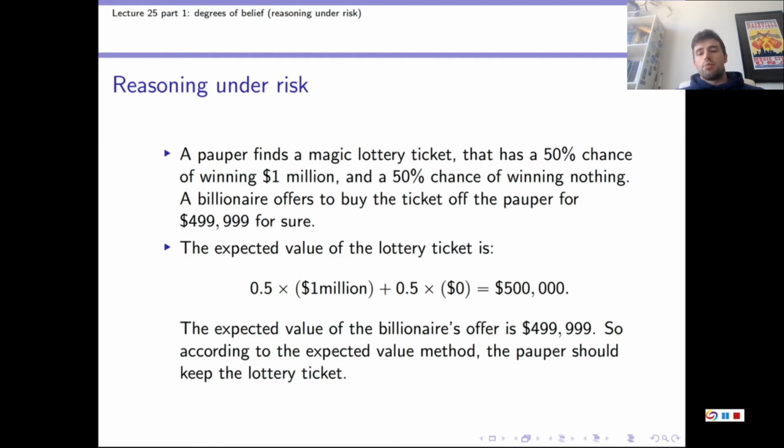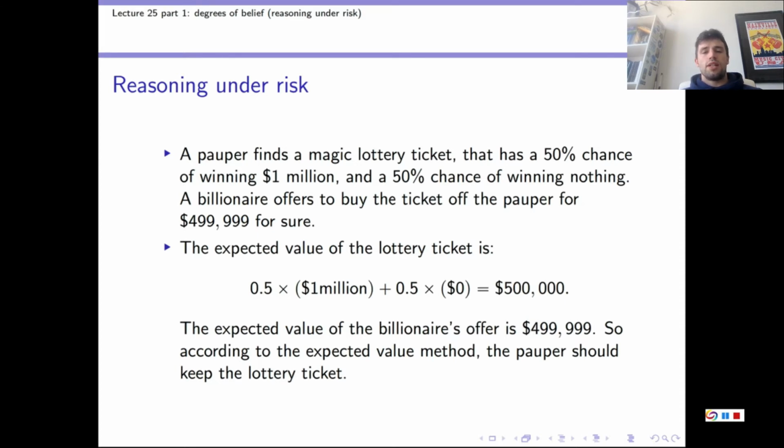So if the pauper prefers the course of action with the higher expected value, that says they should prefer to keep the ticket and reject the billionaire's offer. And this idea seems silly. Why? Because the difference in life outcomes between no dollars and $499,999 is massive for the pauper. Maybe they can afford to eat, go out and buy clothes and so on.